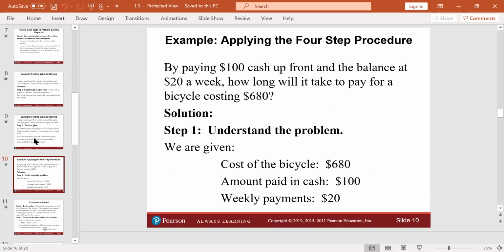Let's see if this one is a little bit better. By paying $100 cash up front and then paying off the balance at $20 a week, how long will it take to pay for a bicycle that costs $680?